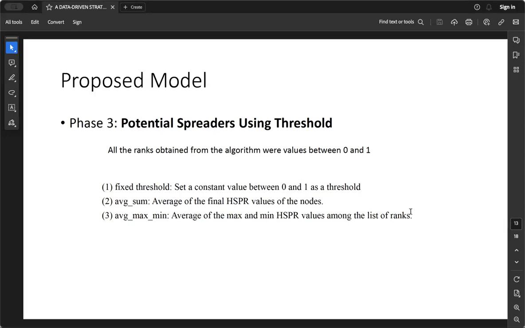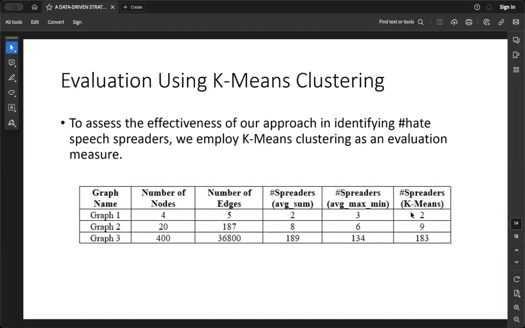So these were our data-driven strategies to come up with the threshold to differentiate between a threatening and a non-threatening node. And to evaluate this, we experimented with 3 graphs and implemented the K-means algorithm as an evaluation measure to evaluate our proposed strategies. So we experimented with 3 graphs. Graph 1 and graph 2 were small graphs that were randomly generated. Graph 3 was the Twitter graph that we built based on the discussions that we did when we were building the tweet list for each user. So graph 3 is a Twitter graph, and graph 1 and 2 are these small randomly generated graphs which we experimented with.